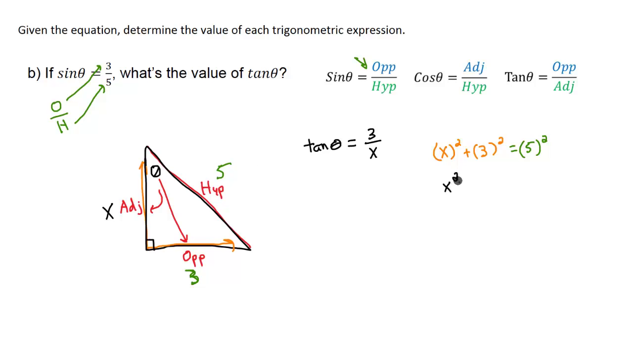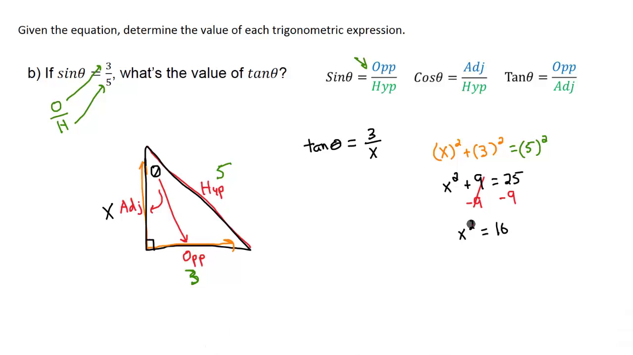Okay, now I want to actually square these things. So x squared is leading the way, and then 3 squared is 9, 5 squared is 25. I want to solve for x squared, so I want to get it by itself. That means I have to take away that 9 by subtracting it, and I take away from the 25 as well. It means I'm left with an x squared equaling 16.